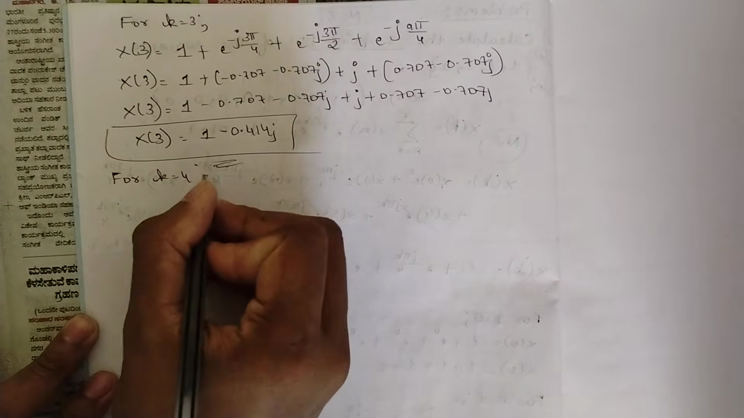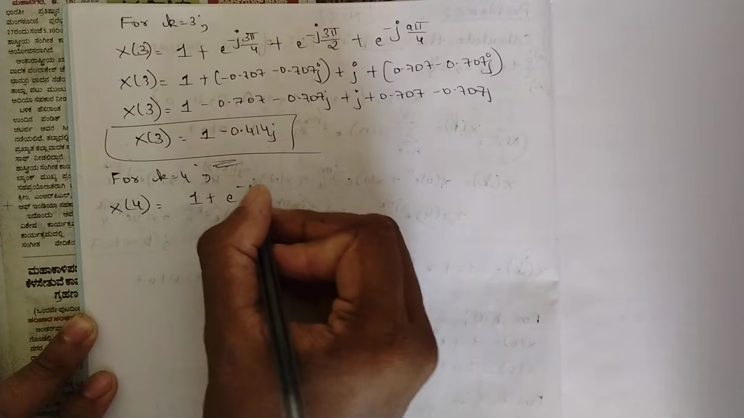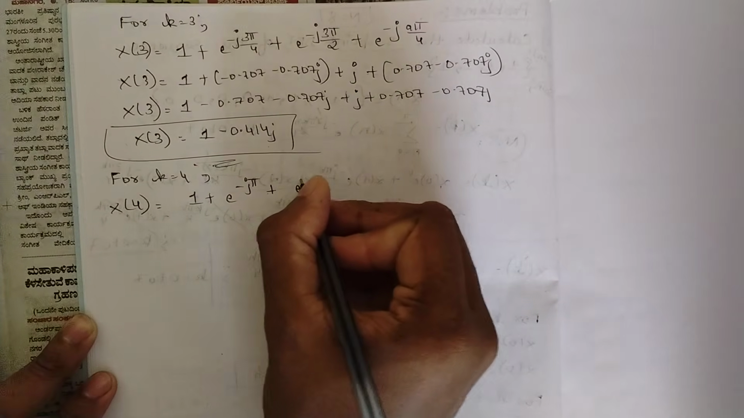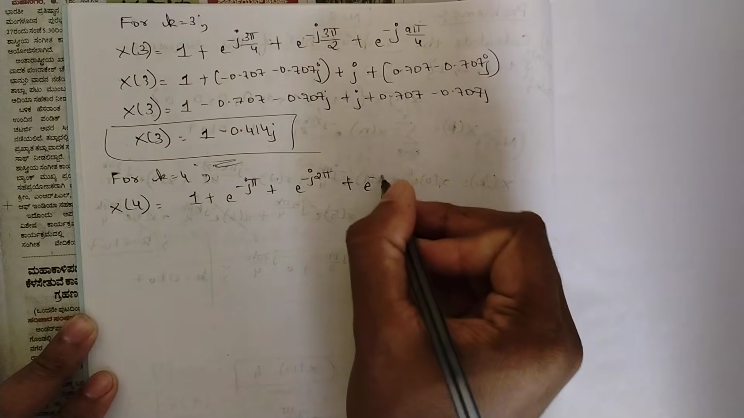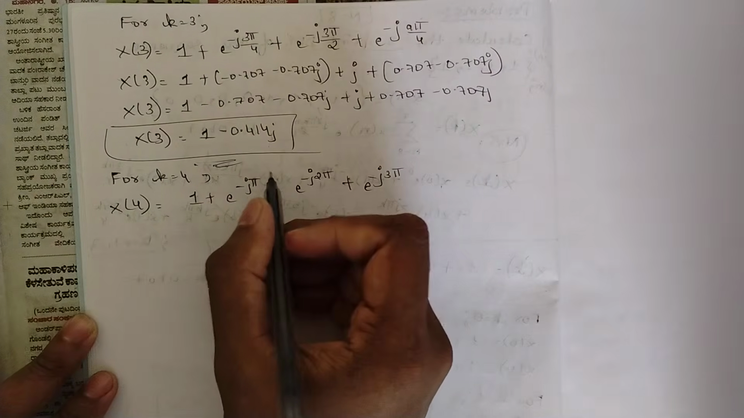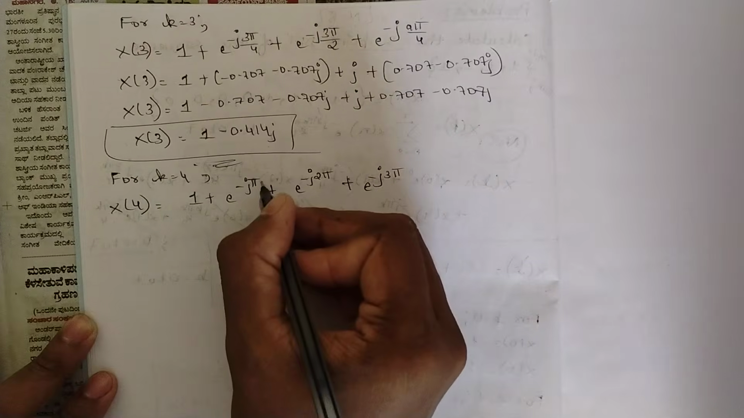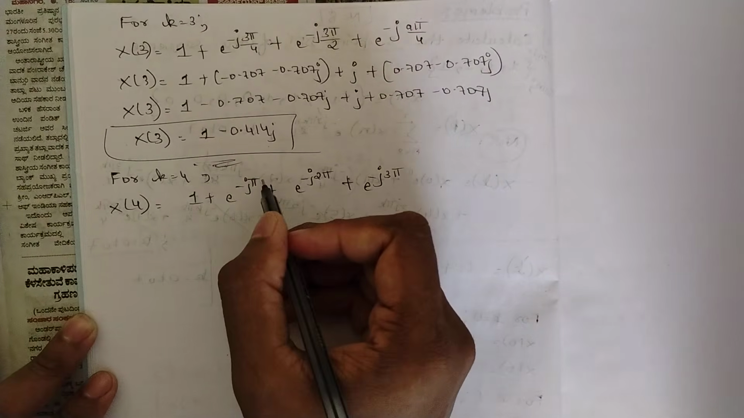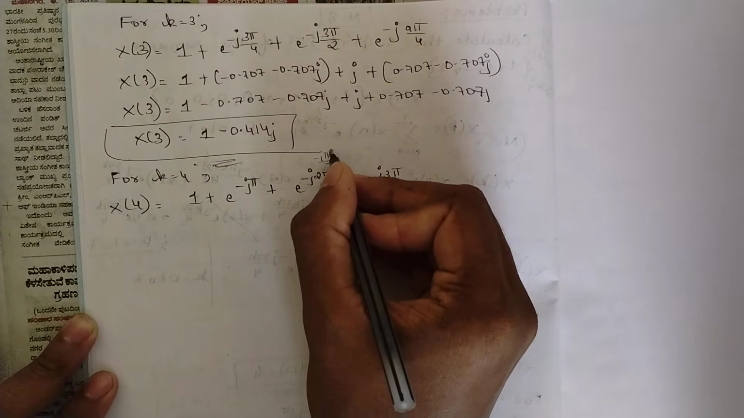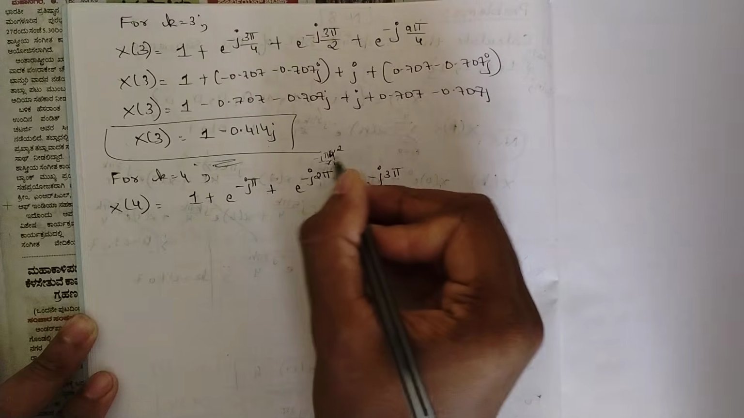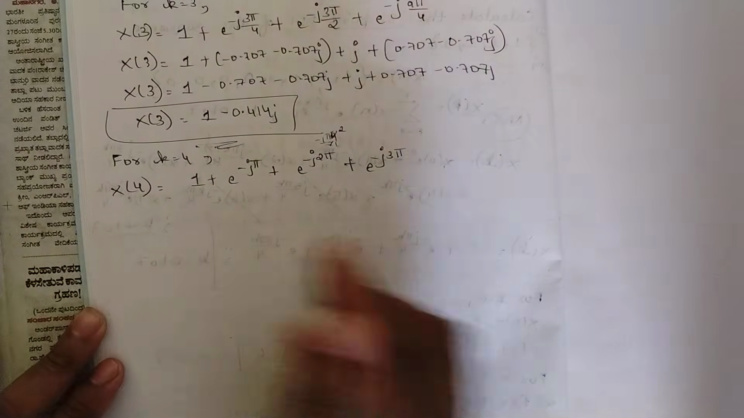Similarly, for k equal to 4 now, that is x of 4 is equal to 1 plus e power minus j pi plus e power minus j 2 pi. Okay, I am writing the simplified version here. Okay, you can check it later, minus j 3 pi. So what is this equation? e power minus j pi k by 4, where the value of k is 4, so 4 will be getting cancelled, you will be left with j pi. Similarly, we have here minus j pi k by 2, where the value of k is 4, so 2 ones are 2, 2 twos are 4, you would be left with minus j 2 pi. Similarly, e power minus j 3 pi.